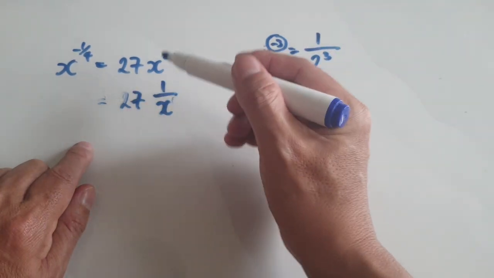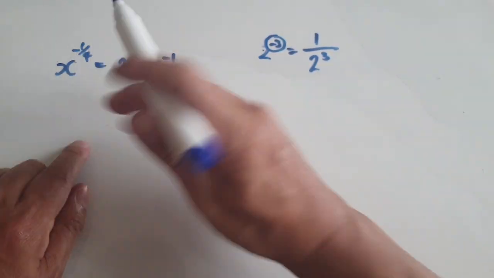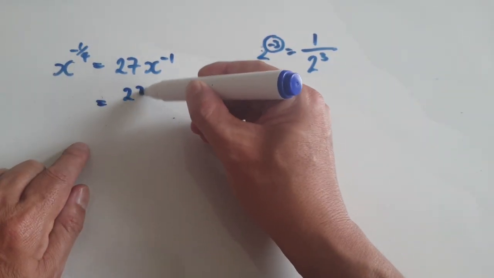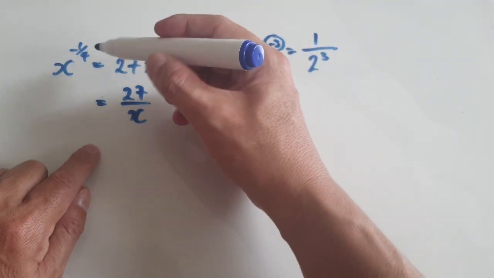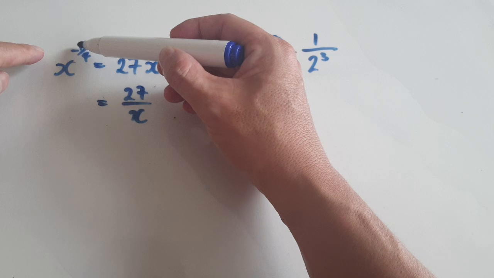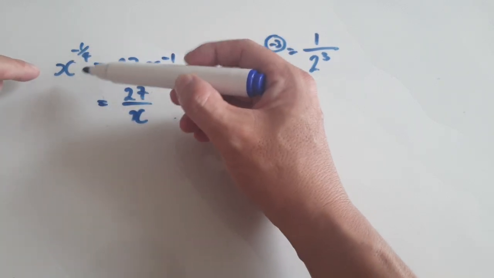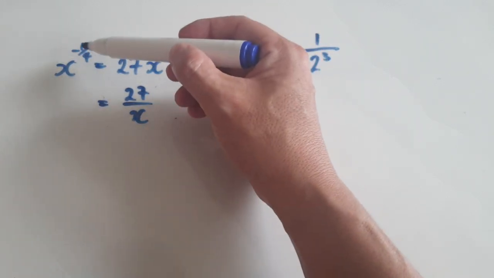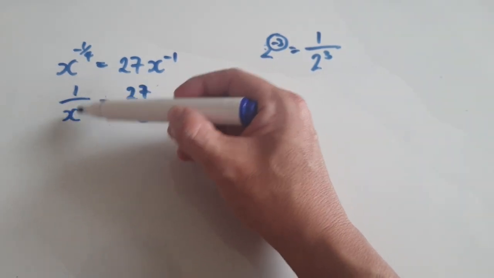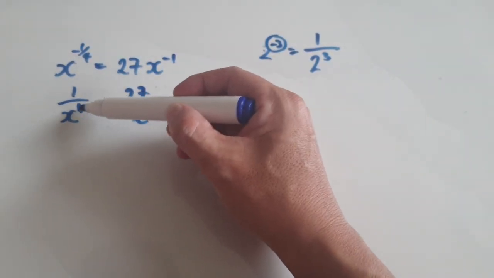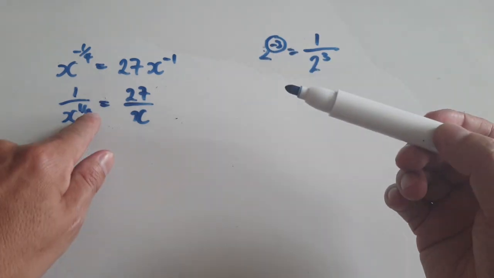This 27 gets multiplied to the top. So that would then be 27 over x. So this thing here becomes this. And whenever you see it to the power of a negative, you would jump to 1 over x to the power of the positive version, to the power of a quarter.